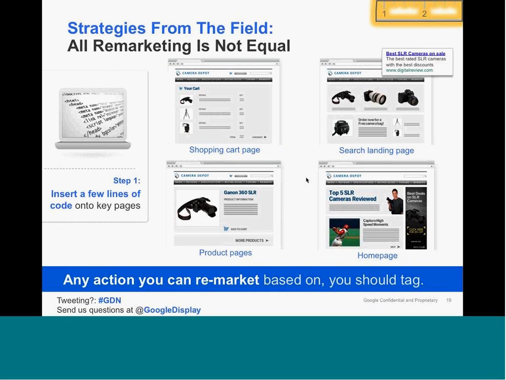But not all remarketing is going to be equally effective. It really depends on how deeply a user engages on your site. The deeper they get on your site, the more interest they've shown and the more effective it is to remarket to them. So be sure to tag all your pages and set up a list strategy with what you know about that user. Some examples of list strategies are shopping cart page, search landing page, product pages, and homepage lists, each with converted users removed. Remember, any site on your page that you can remarket off of, you should definitely tag.